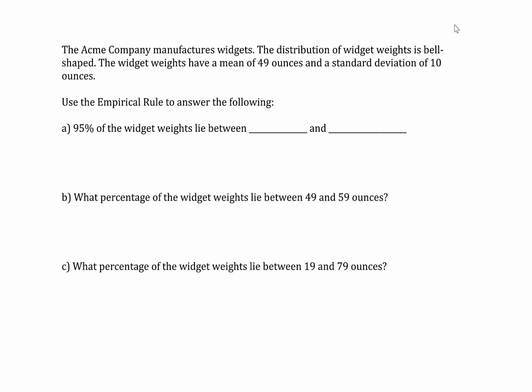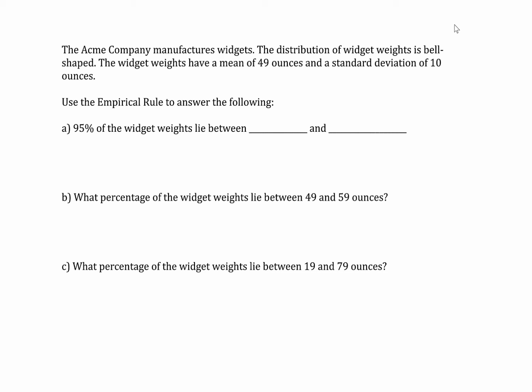The Acme company manufactures widgets. The distribution of widgets' weights is bell-shaped. The widget weights have a mean of 49 ounces and a standard deviation of 10 ounces. Use the empirical rule to answer the following. 95% of the widgets lie between what two values?